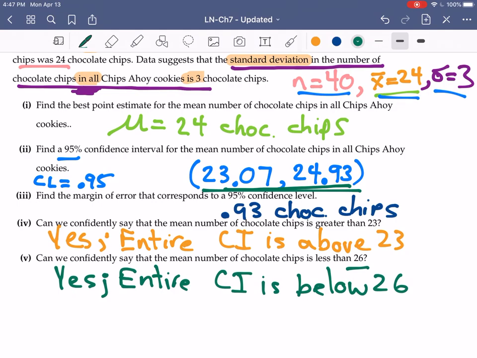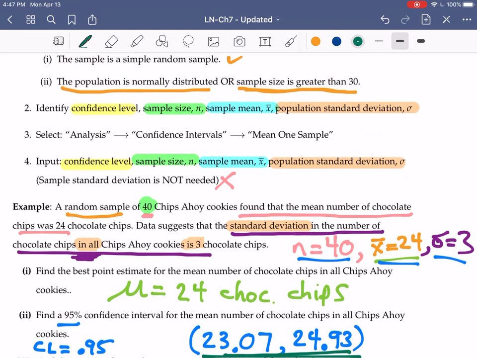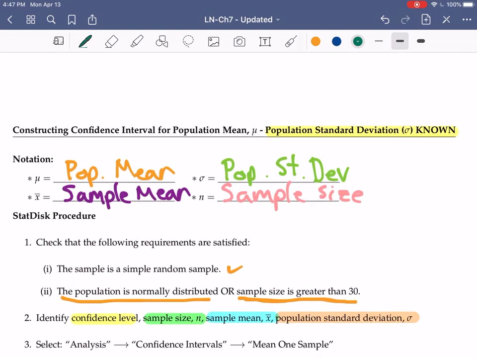All right, next time, we'll take a look at finding confidence intervals when the population standard deviation is not known. All right, we'll talk to you then.